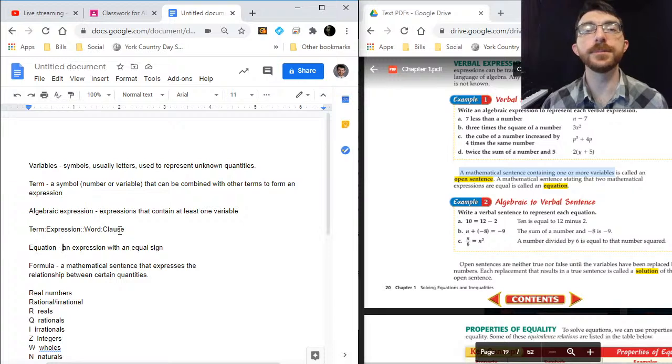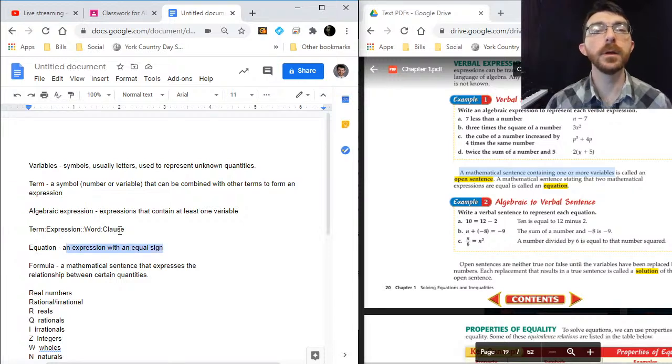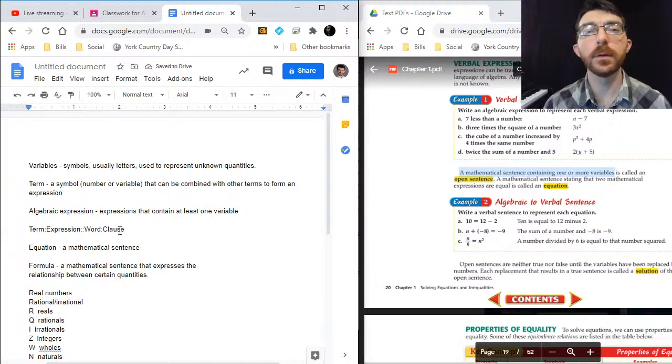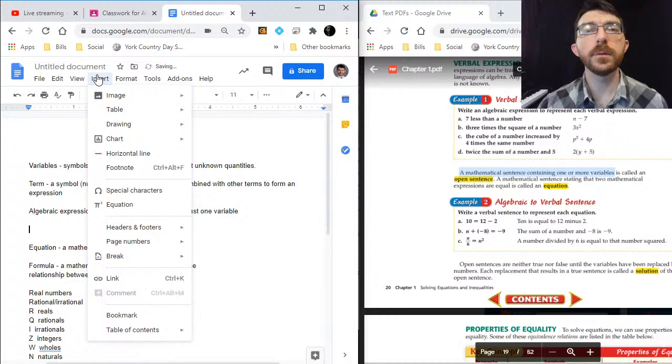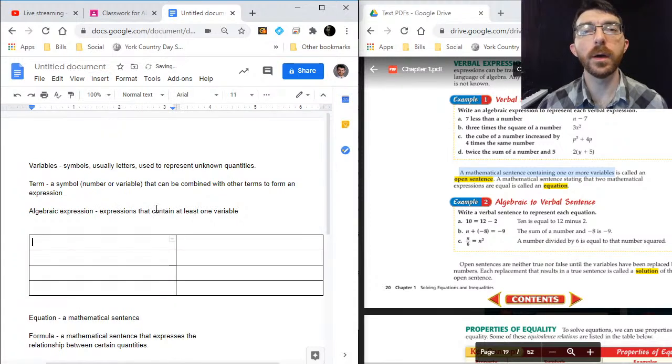I think I can change this. A mathematical sentence. Okay, let me reformat this then. I'm going to make this a table. Insert table. All right, here we go. Math over this side. No, put English on the left because it's the familiar one.